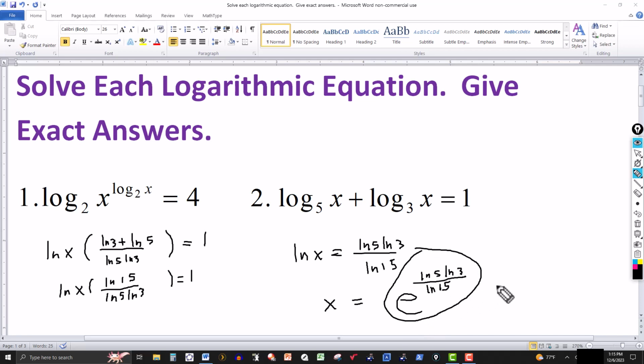Now should they ask you for an approximate answer, you can use your calculator and take e to this power, and you should get something like 1.921 to 3 decimal places.